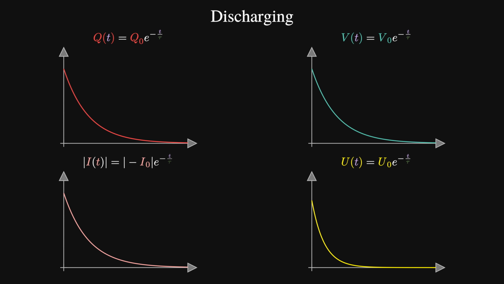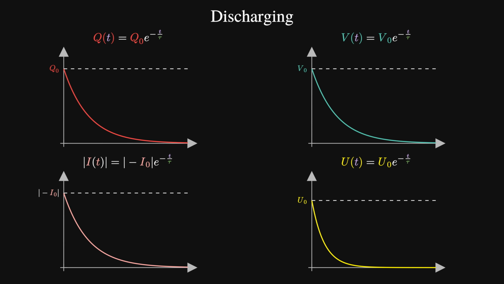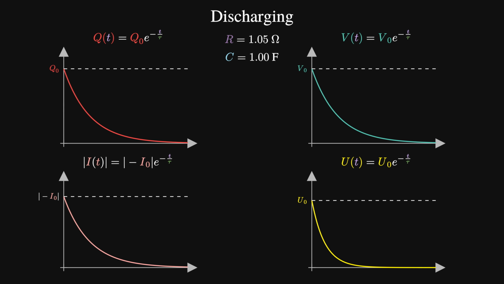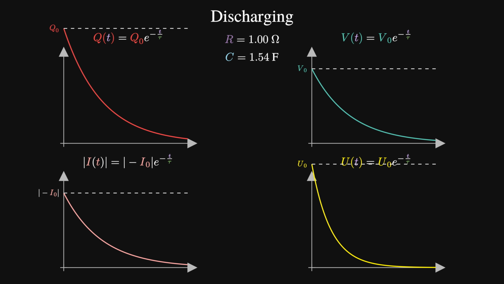If we line up these graphs side by side again, we can see that they are all governed by the same tau as in the charging process. As we vary the resistance, we find the graphs vary in the exact same way as in the charging process, following the exact same rules as before. This goes for varying the capacitance also.